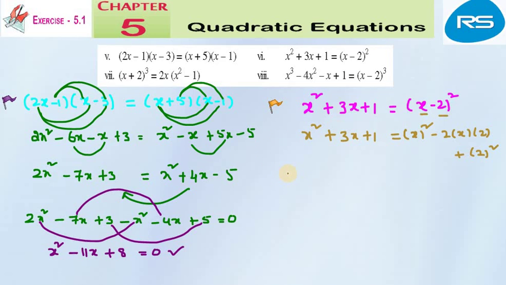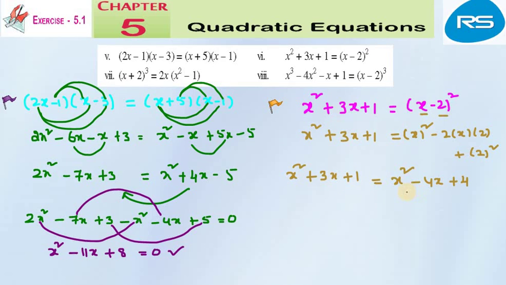Now further simplification, again you can't do anything to the left hand side. I am simplifying the right hand side. So this is x square minus 4x plus 4. So 2 2s are 4, and this 2 square is nothing but plus 4.